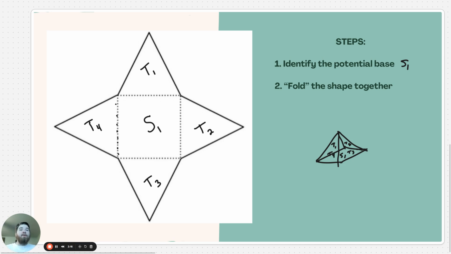And then what you have to do is identify what that shape is. What this is, you have a square on the bottom, and so we would just go ahead and call this a pyramid. That's what we would see there.